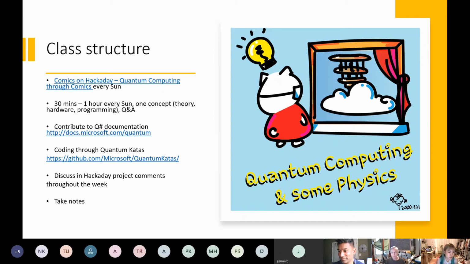And every Sunday we spend 30 minutes to an hour on one concept. We discuss that and use the Microsoft Q# documentation as a guide, as well as the quantum katas, which we use to do coding. Today is a continuation of last week's short class on Shor's algorithm. We're not doing any coding, but I will be directing you to some exercises that you can do afterwards.